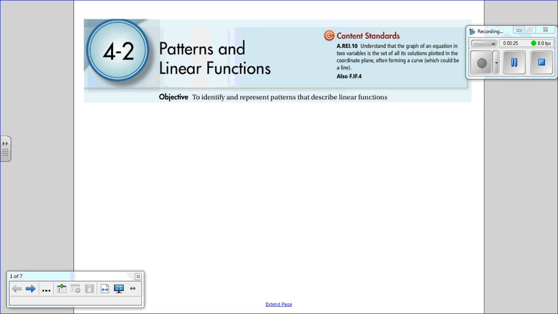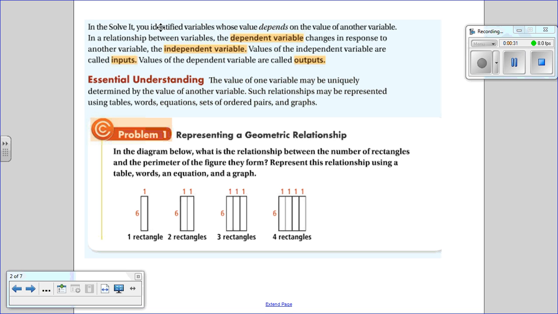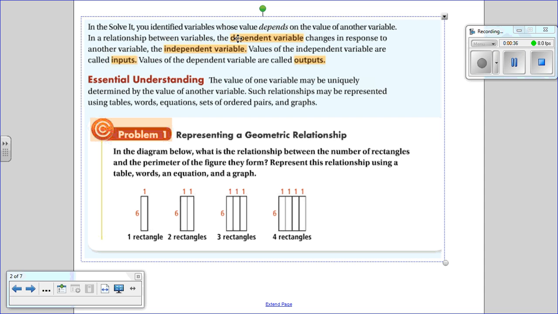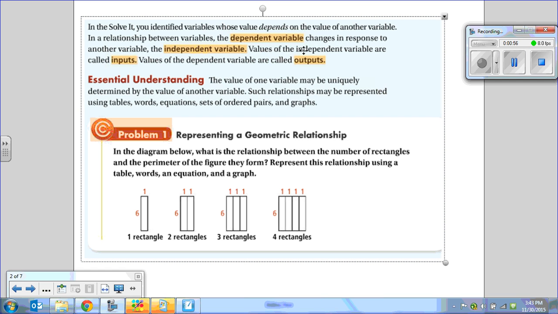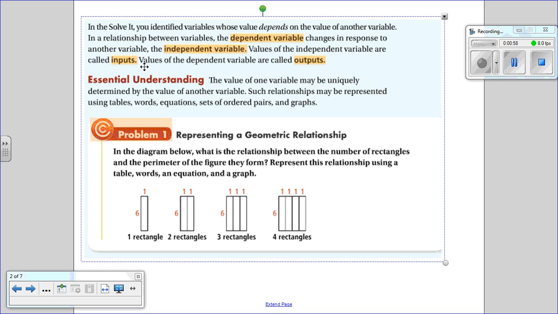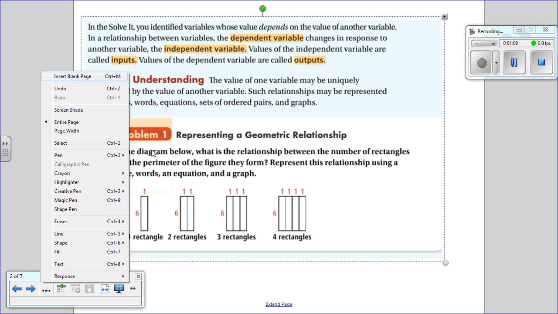Okay. So here's what we want you to write down for this. I would say start right here: in a relationship between variables, the dependent variable changes in response to another variable, which is the independent. So the dependent depends on whatever the independent is. The values of the independent variable we call inputs, and the values of the dependent variable we call the outputs. So I would write down all of this.